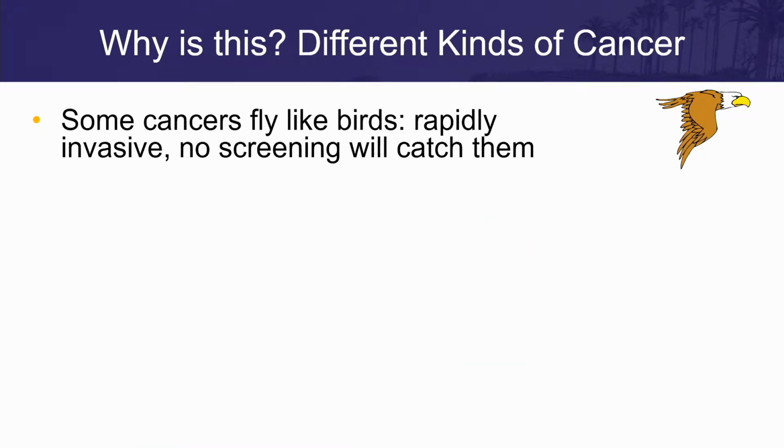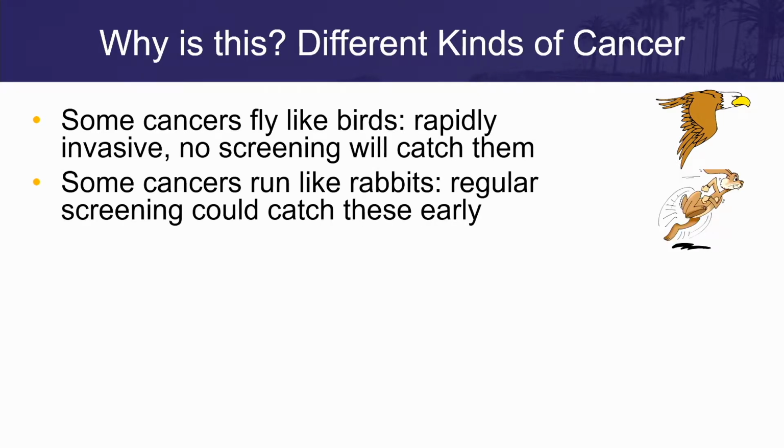So essentially, there are different kinds of cancer, and I'm going to make the analogy to different animals. Some cancers fly like birds. They're rapidly invasive. No screening will ever catch them. They will appear and get to invasive so fast that screening isn't going to matter. Then there are cancers like rabbits that are fast but not too fast, and if you screened regularly, you could catch those early before they advance. And that's the goal: if you can find the rabbits before they advance to invasive cancer, you can really make a difference.